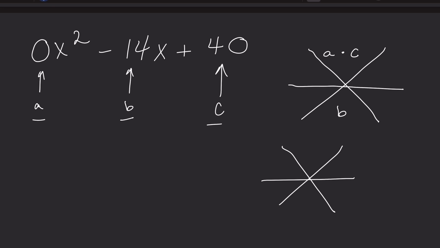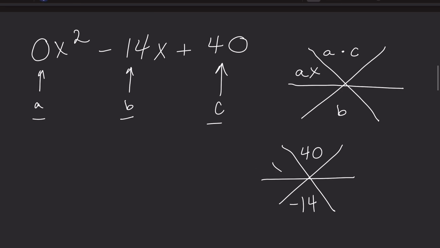Our A value is 1 and our C value is 40. So on top, we're going to have 40. And our B value is negative 14, so I'm going to put negative 14 down here at the bottom. Since I have a 1 in front of my x, our a value is 1, so we're just going to have x here, and we'll do the same thing on this side. So this is both ax.